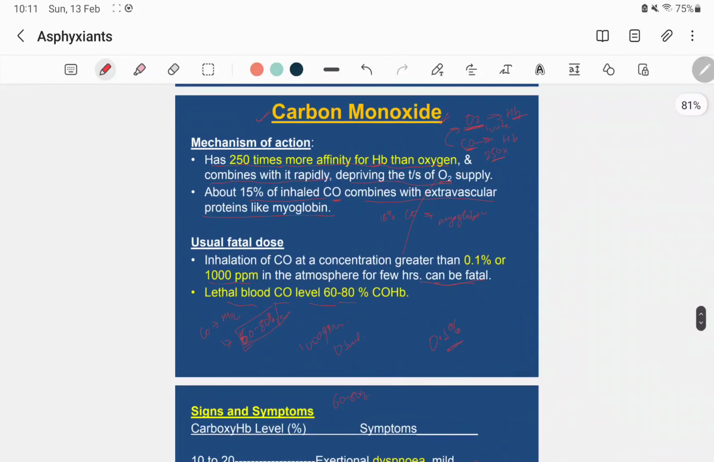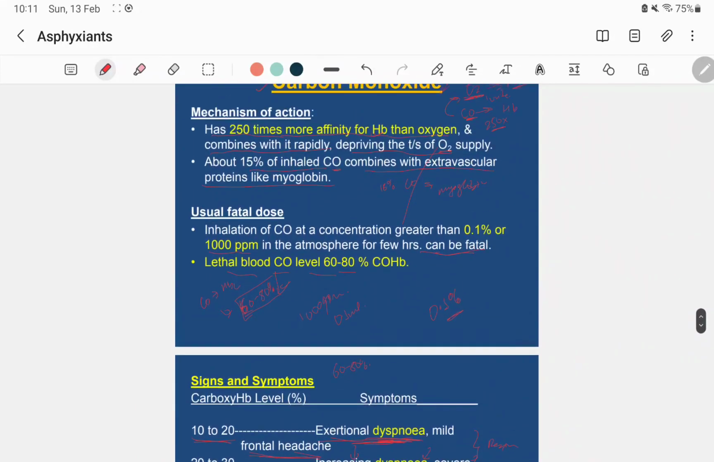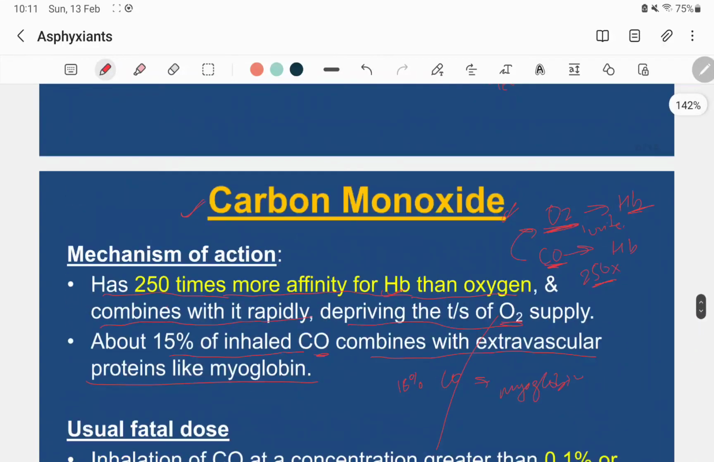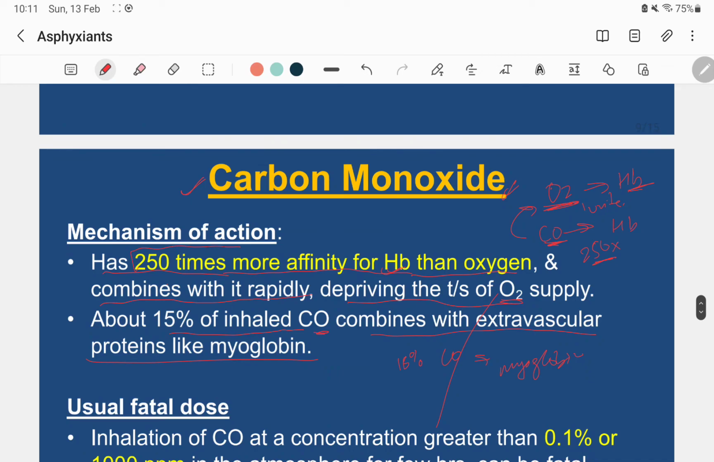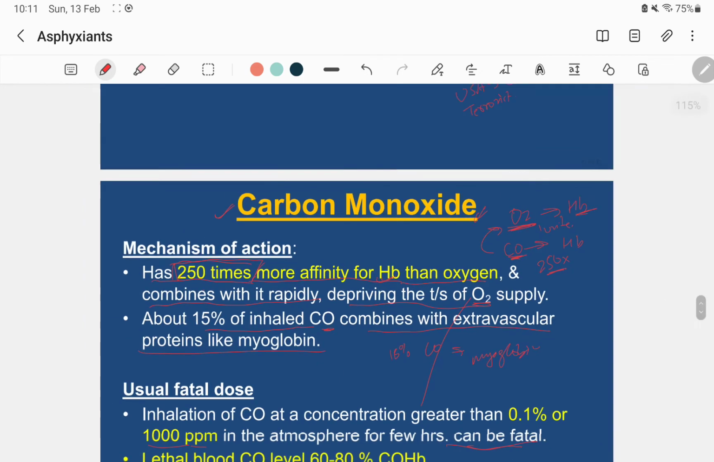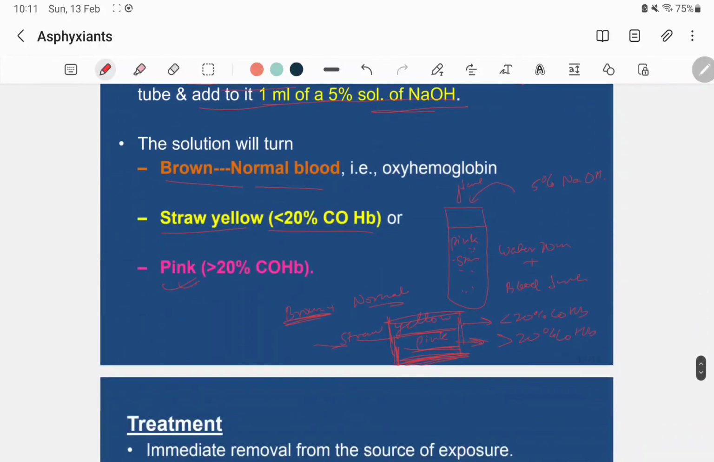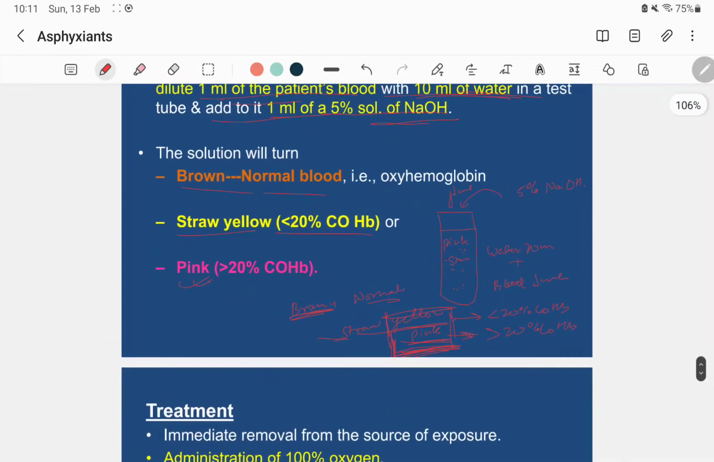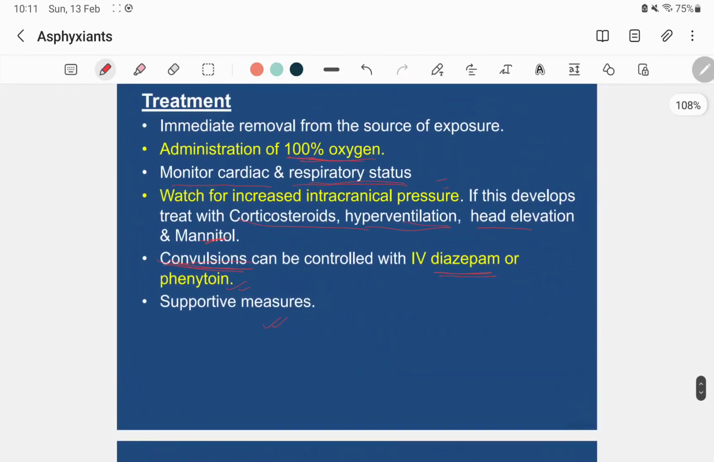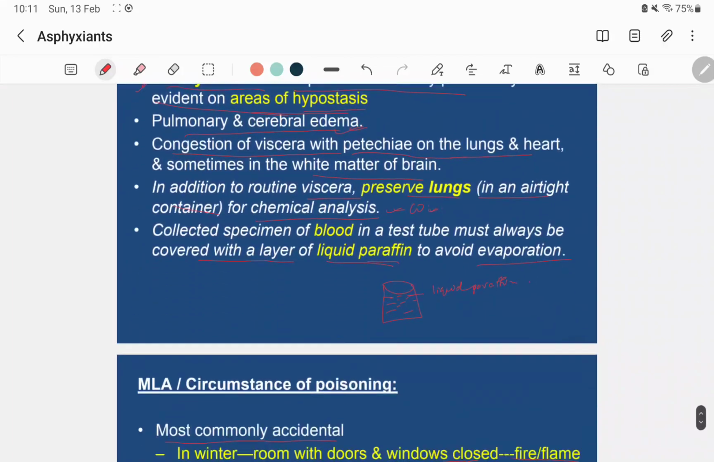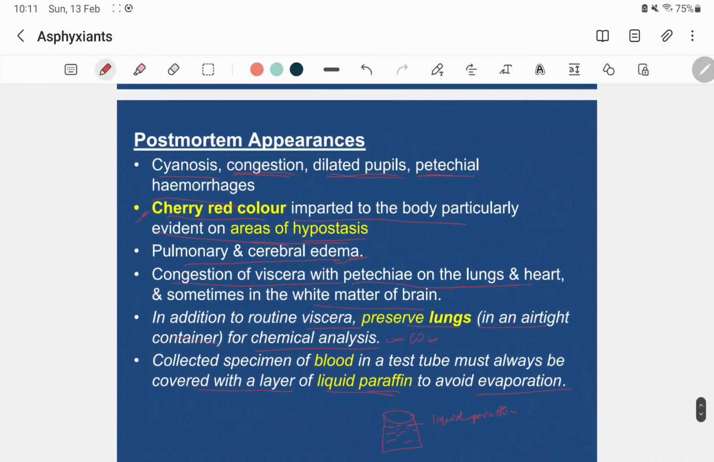So medicolegal importance. And then carbon monoxide: what is its mechanism of action, how it binds 250 times more, okay. So we have put more emphasis on the 250 times, okay. So that's all about carbon monoxide. And then signs and symptoms. And then diagnosis in a test tube, any person can do it, a simple test. And then we also have treatment for the removal of carbon monoxide. And then ICP, how it is managed by corticosteroid, hyperventilation, head elevation and all. And then IV diazepam for convulsions and all. And then the postmortem appearance, all the cherry red color, and then hypostasis, edema, and then congestion, and then dilatation, etc., okay.